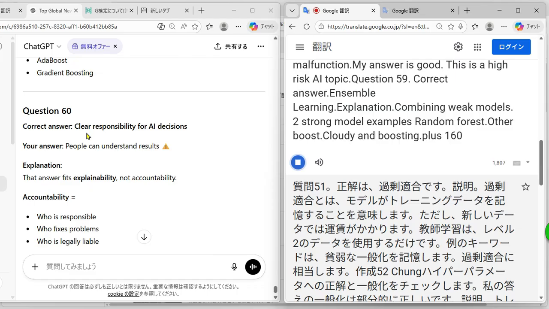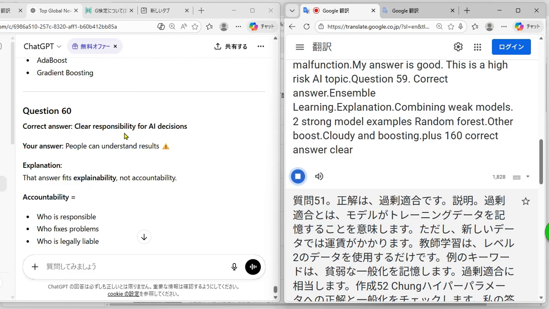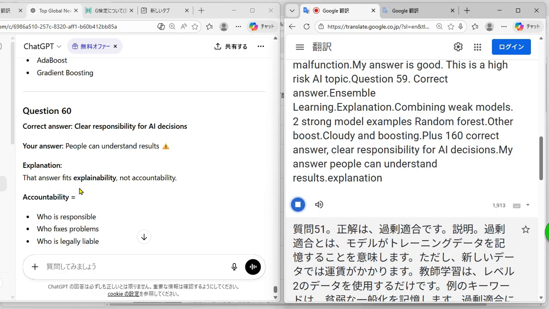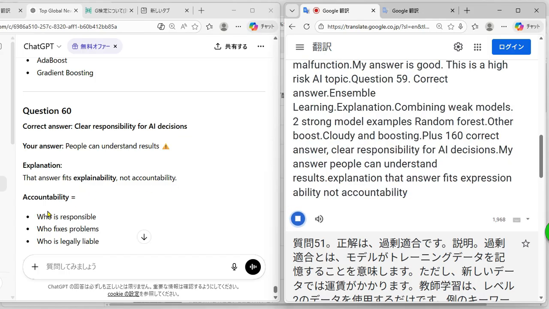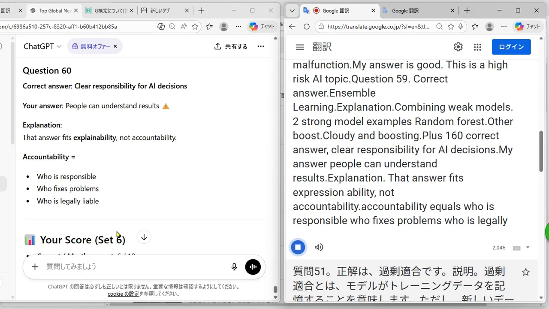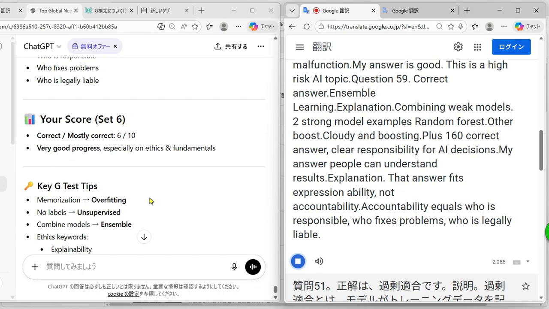Last one, 60. Correct answer: clear responsibility for AI decisions. My answer, people can understand results. Explanation: that answer fits explainability, not accountability. Accountability equals who is responsible, who fixes problems, who is legally liable. My score, 6 out of 10.